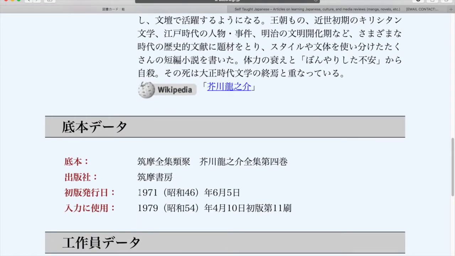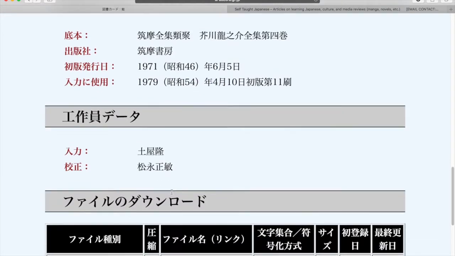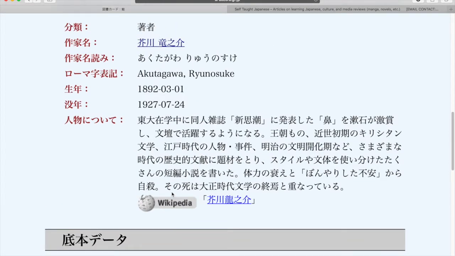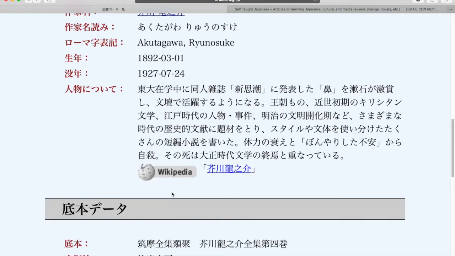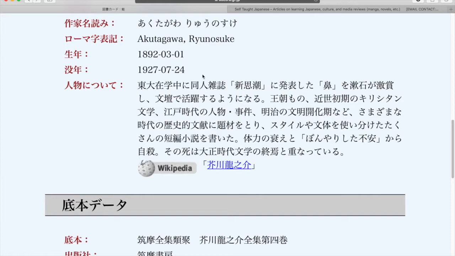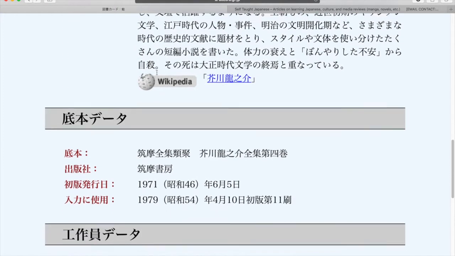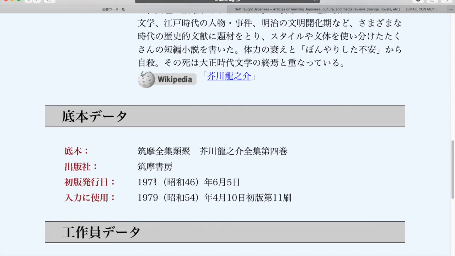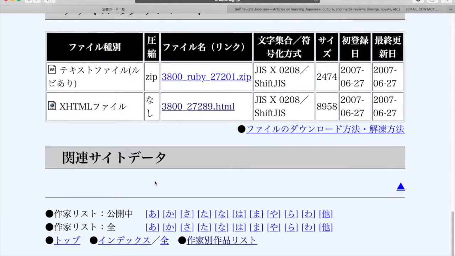And then this is the first publishing, which sometimes is irrelevant. But the actual year that the story was written may not be listed. You just have to guess. Obviously, it was written before he died, and it was not written at the time of the publishing because that was much later. Anyway, so we'll get started.